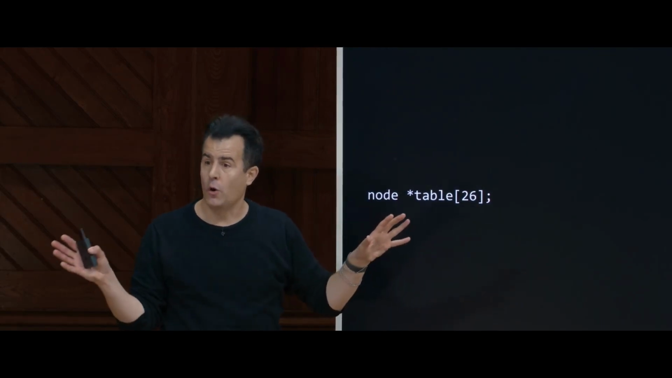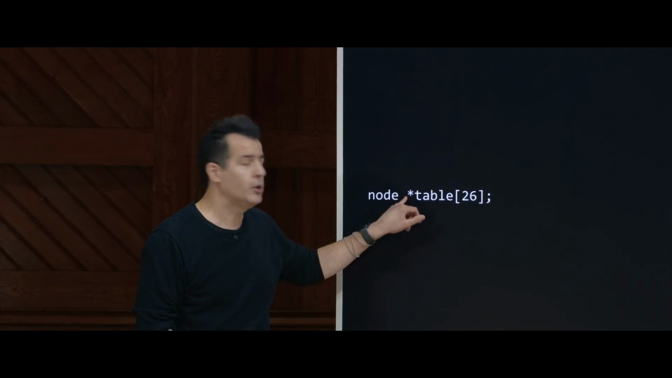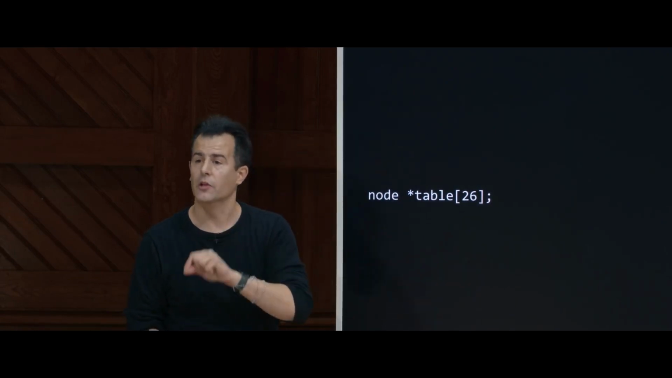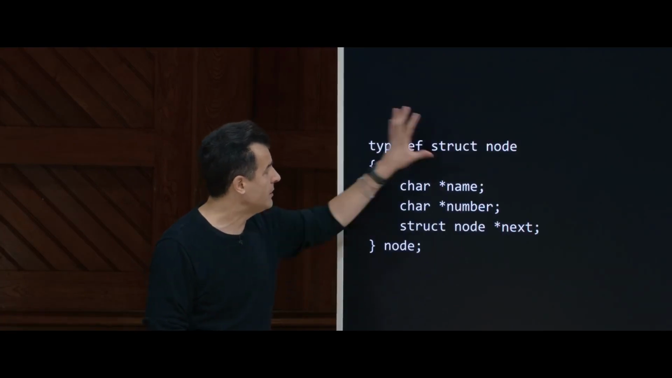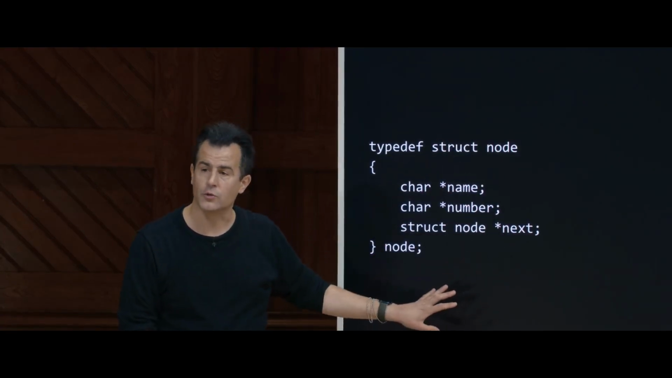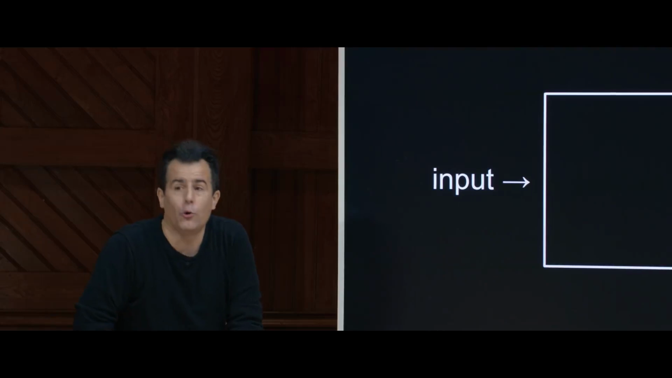So it's null if there's no one there, or it's a valid address of the first node in the linked list. So this then is a hash table, and each of those nodes, to be clear, would be defined as follows. So what's the takeaway then with a hash table?